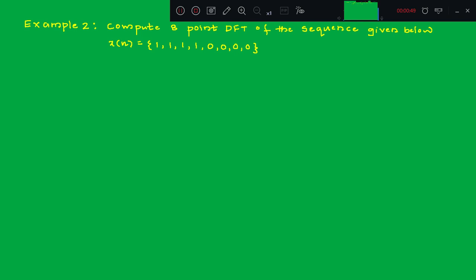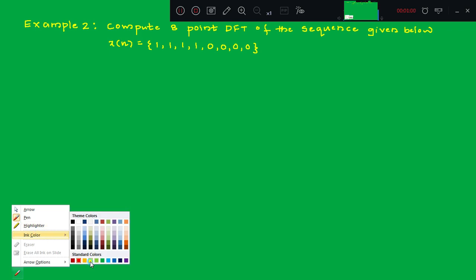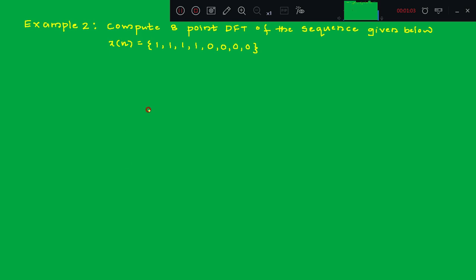Example 2: compute the 8-point DFT of the given sequence. The sequence is given by x of n equal to 1 1 1 1 followed by 4 zeros. So here the sequence consists of how many samples? 8 samples, 4 ones followed by 4 zeros. Now we have to compute the DFT of this sequence using the basic DFT mathematical definition, right?